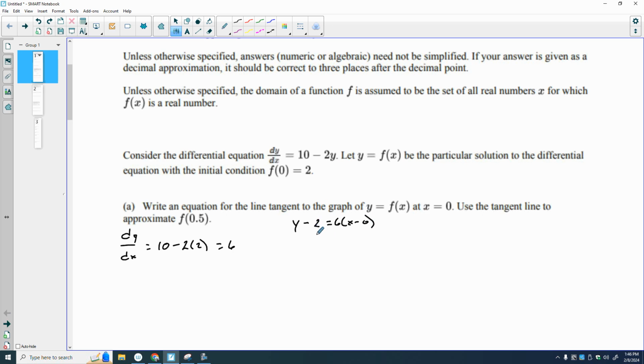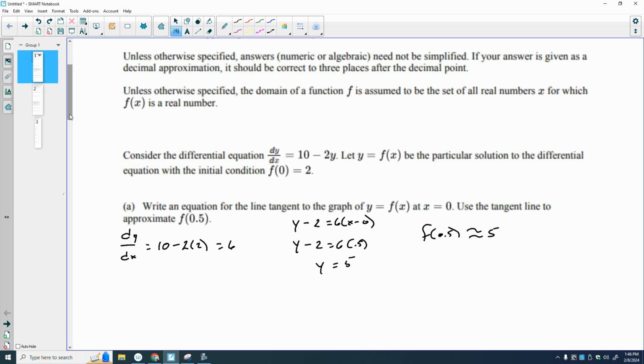Okay, next thing. Find the equation of the line tangent to the curve at x equals 0, and use that to find the value at 0.5. So my y minus 2 equals 6 times 0.5. So y equals 3 plus 2, which is 5. So I can say f of 0.5 is approximately equal to 5.